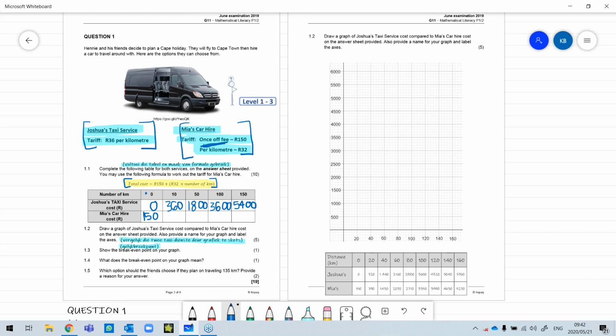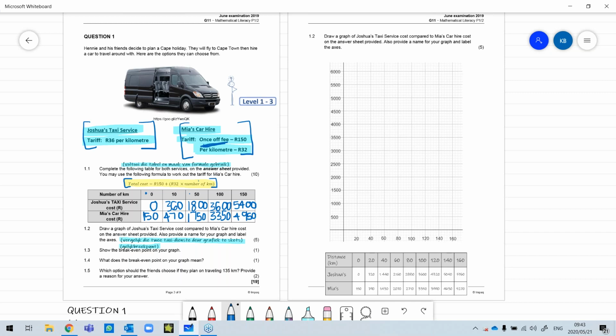So if we take this 10 kilometers and we substitute it into our formula, it's going to be 150 plus 32 times 10, which gives us an answer of 470. Then we are going to take this 50 and substitute it into our formula, which gives us an answer of 1,750. For 100 kilometers, we are going to make use of the exact same formula, and that gives you an answer of 3,350. For 150 kilometers, if you substitute that 150 into the number of kilometers, then you are going to get an answer of 4,950.